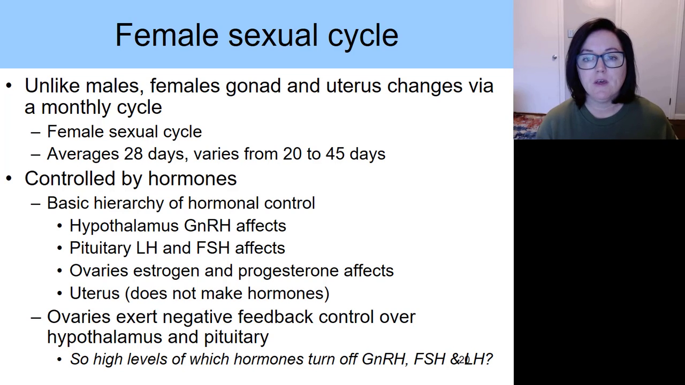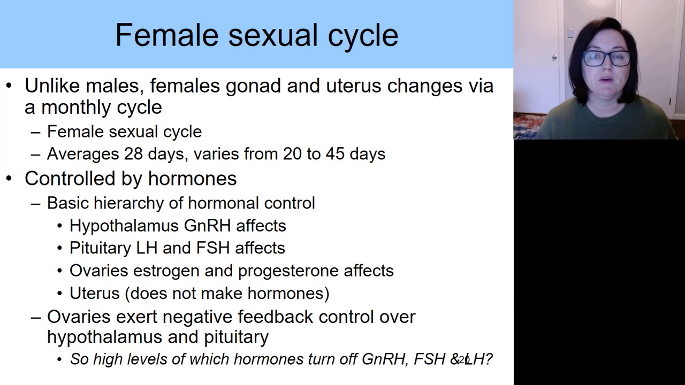Unlike in males, the female sexual cycle involves both changes in gonads and changes in the uterus. And this happens monthly. We call this the female sexual cycle. On average, it lasts about 28 days, but it can vary between individuals, lasting anywhere from 20 to 45 days.